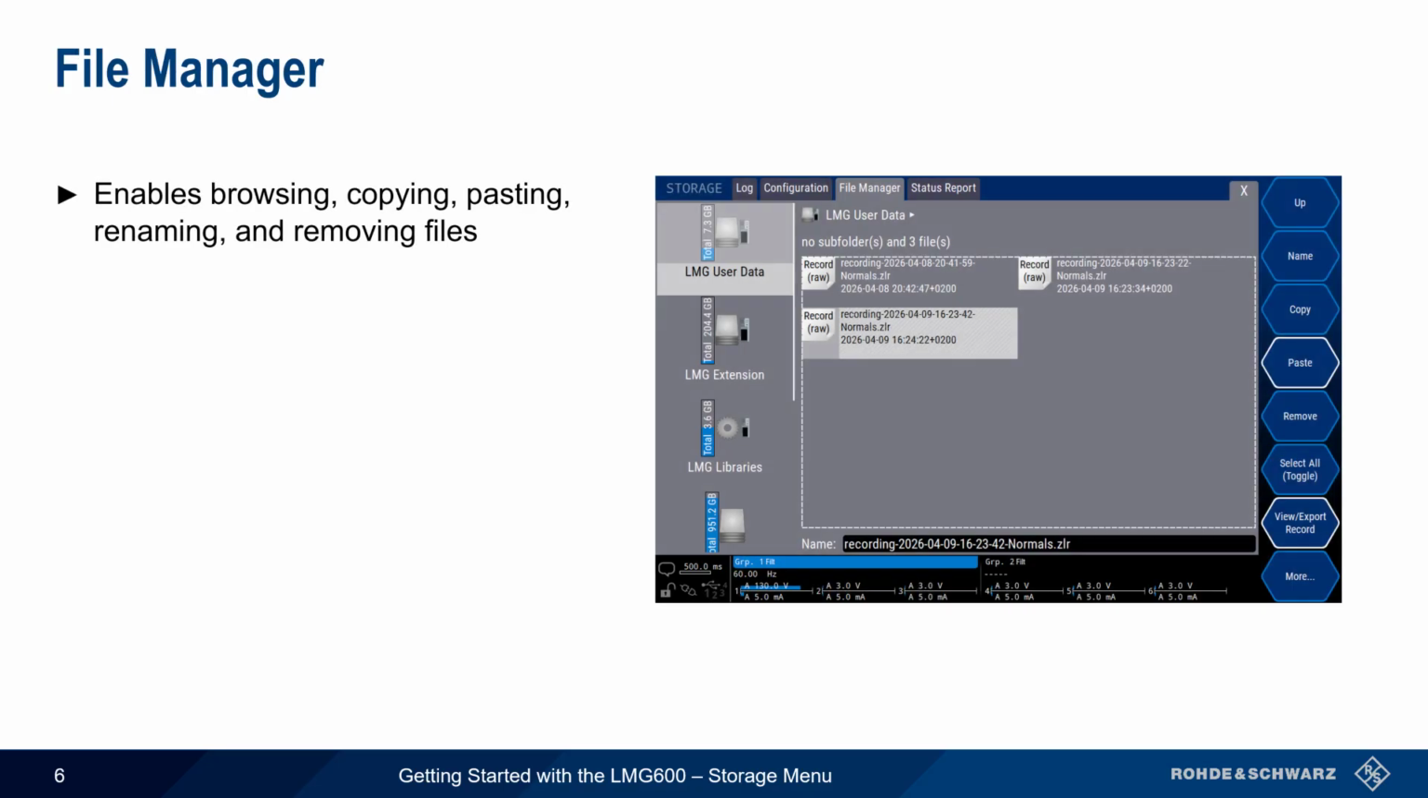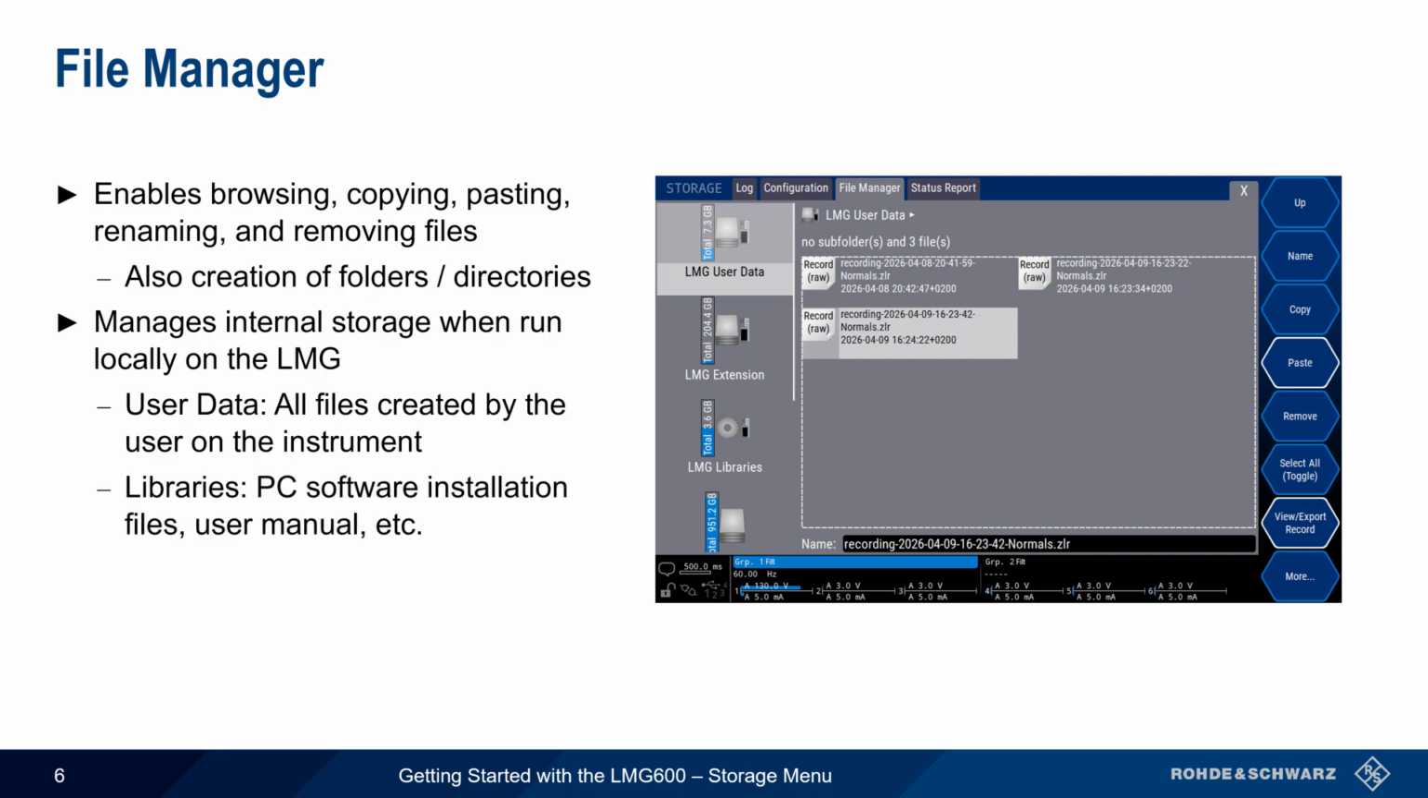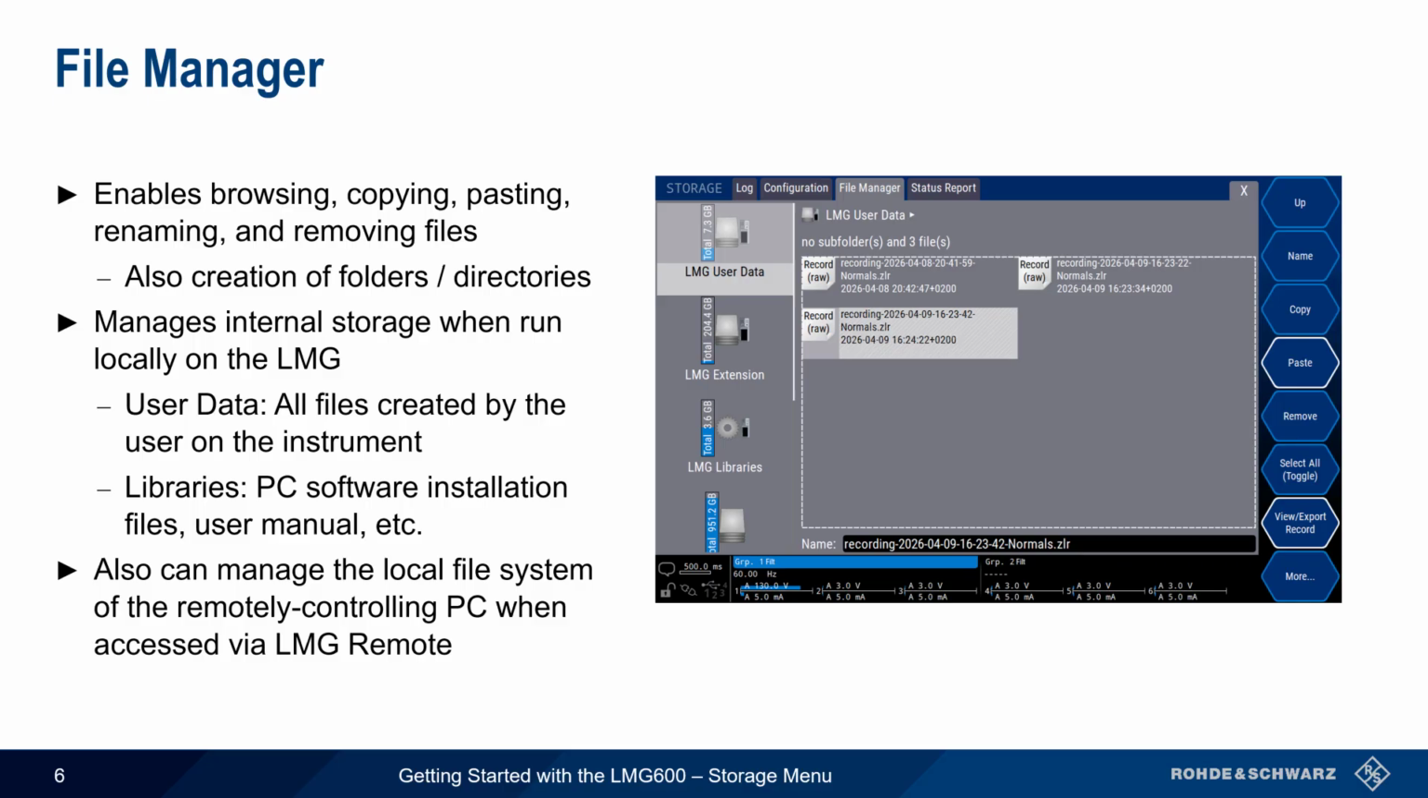The File Manager tab allows the user to browse, copy, paste, rename, and remove files, as well as to create folders/directories. When running in local mode, the File Manager application manages the internal storage of the LMG, including both the user data directory, as well as libraries which contain PC software, the user manual, custom menus, etc. When the LMG is being operated in remote mode, using the LMG Remote application, the File Manager can also manage the file system of the remotely controlling PC.